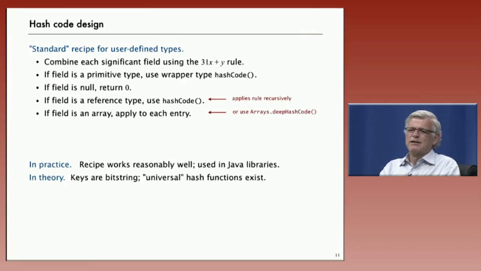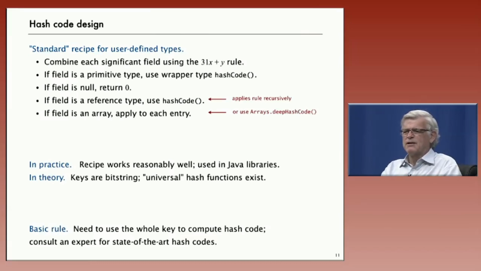Now, in theory, it's possible to do something that has the property that all positions are equally likely. It's called universal hash functions. These things exist, but they're not so widely applied in practice. So the basic rule is if you're computing your own, try to use the whole key, but consult an expert if you're seeing some performance problems or you really want to be certain in some performance critical situation.